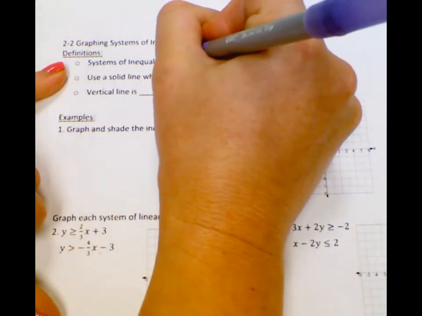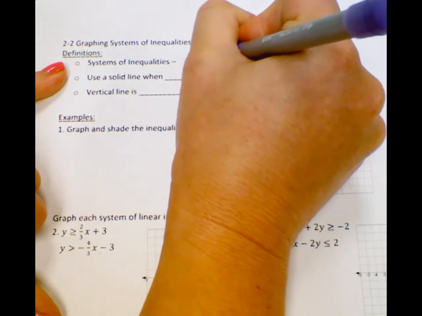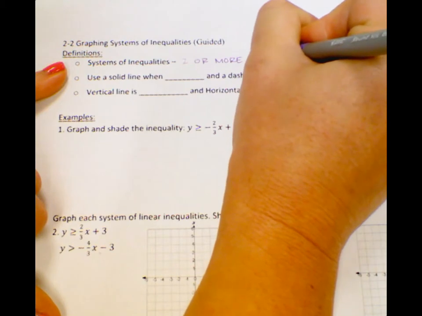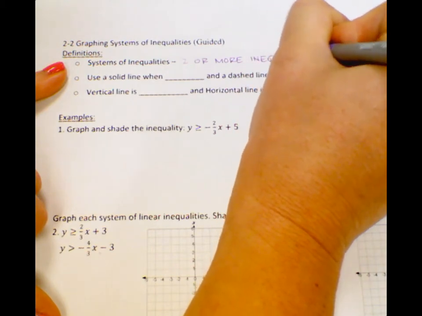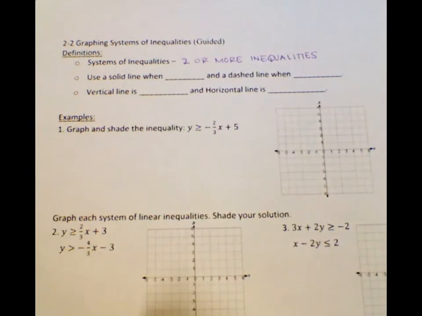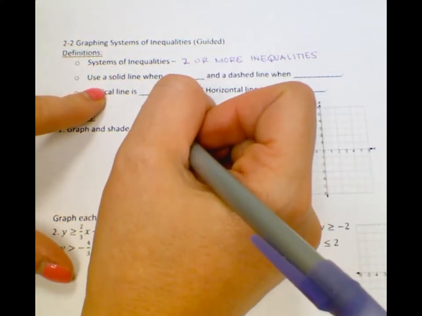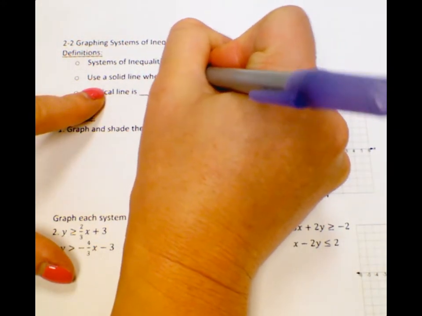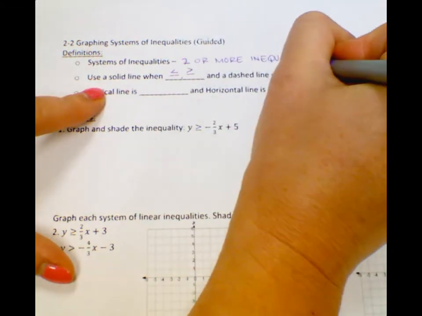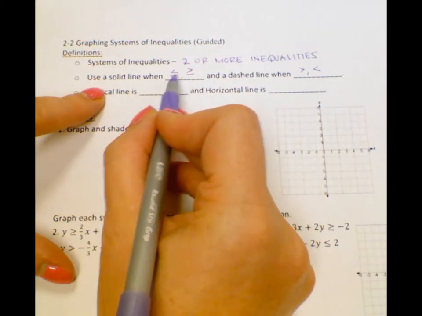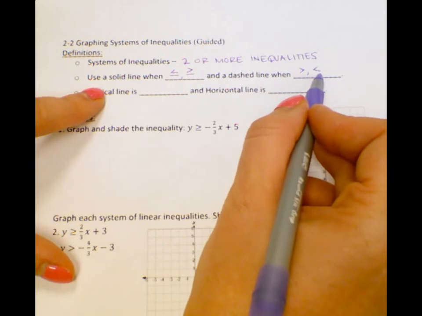What it is, is two or more inequalities. So all that means is you can have 2, 3, 4, multiple inequalities, not just one. So we're going to be graphing multiple inequalities. We are going to use a solid line when you have less than or equal to or greater than or equal to, and a dashed line when you're greater than or less than. So solid line when you have the equal to part, the line underneath, and dashed line when you don't.